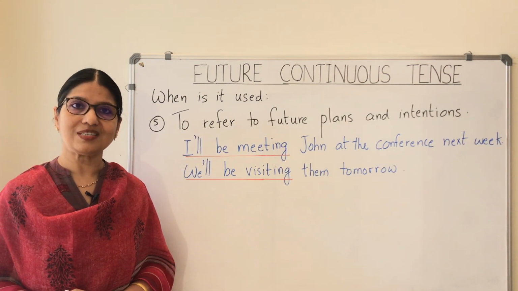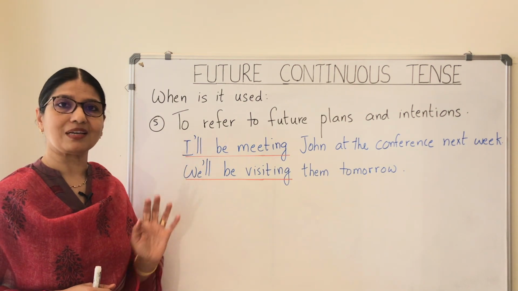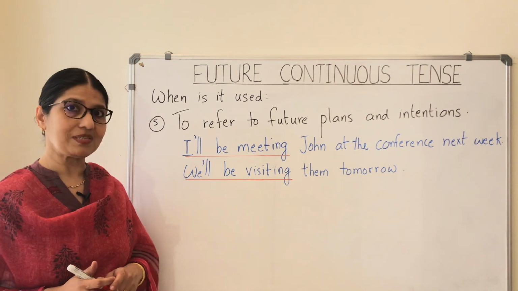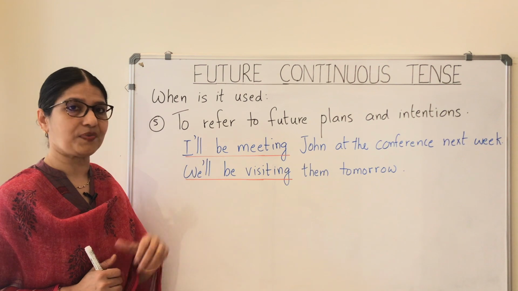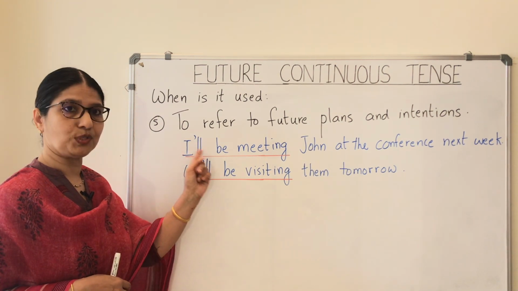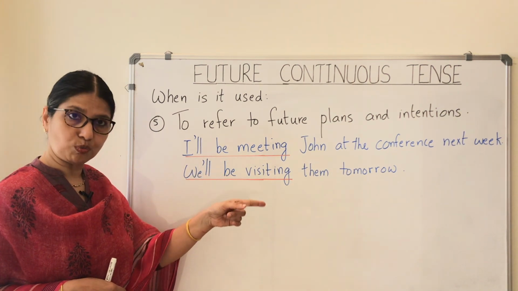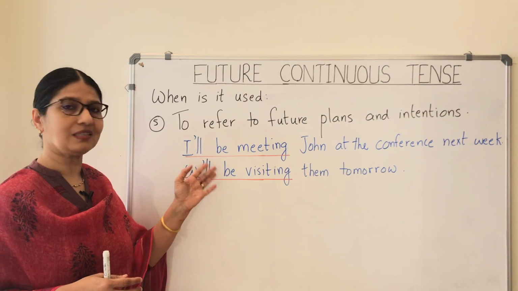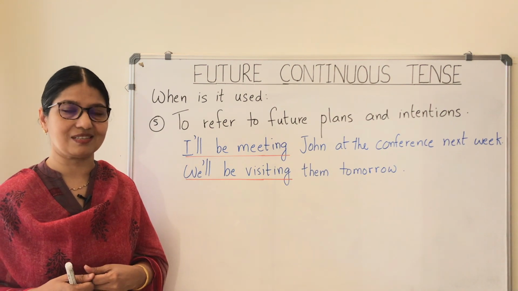The future continuous tense is very commonly used to refer to future plans and intentions. So let's read these two examples. I will be meeting John at the conference next week. So something that's going to happen next week, future continuous tense is used. We'll be visiting them tomorrow. Again, future continuous is used. So it's clear that here, in both the cases, we are talking about our plans or intentions.